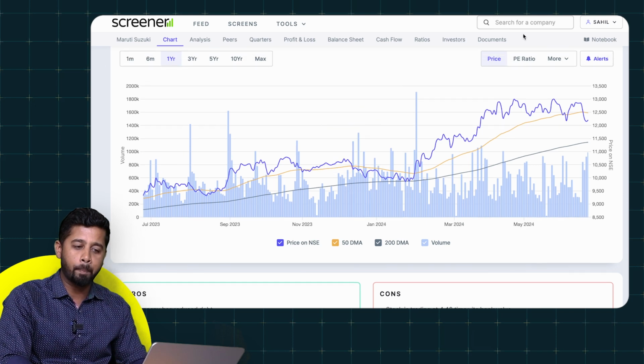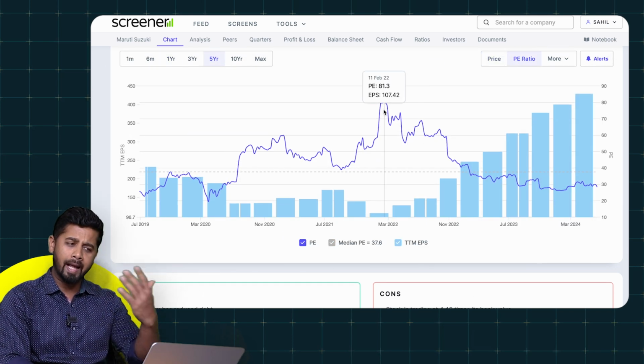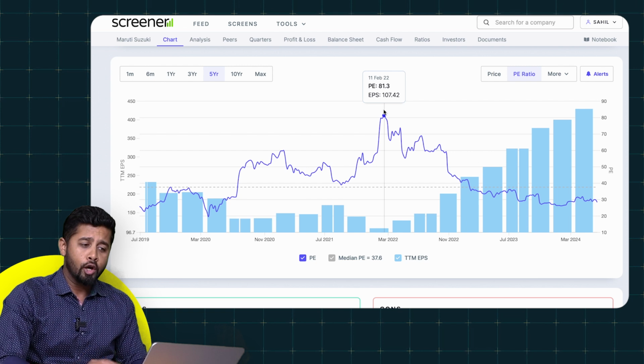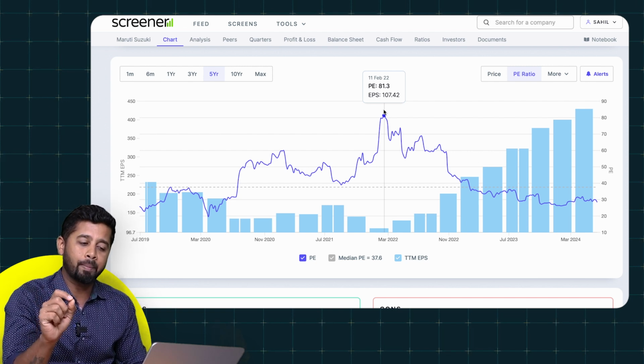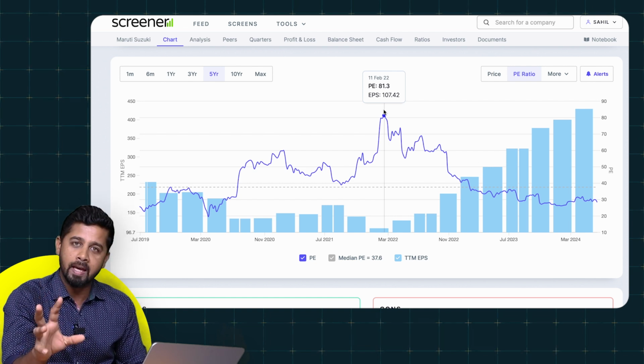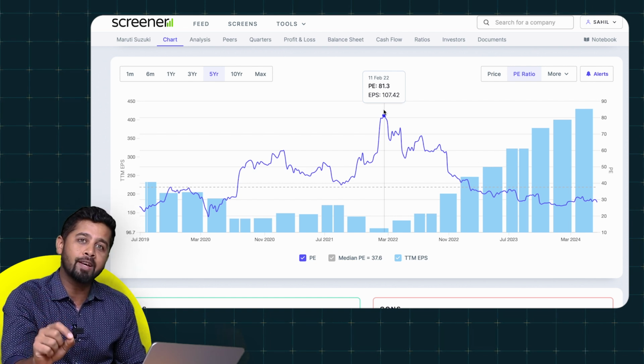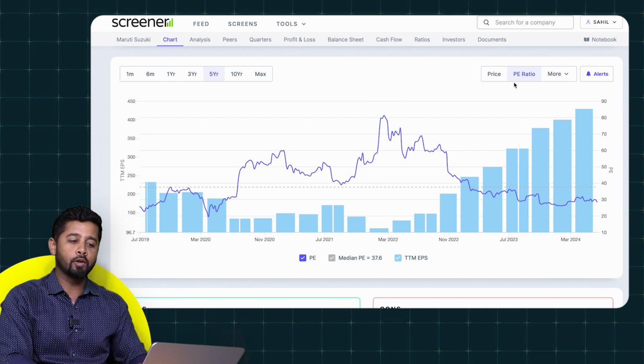Let me just share you the PE ratio of Maruti and then decide what happened. So just imagine it's 11 February 2022 and Maruti is trading at a PE of 81. Now tell me, would you be comfortable paying a PE of 81 to Maruti? So now just look at it, what happened.